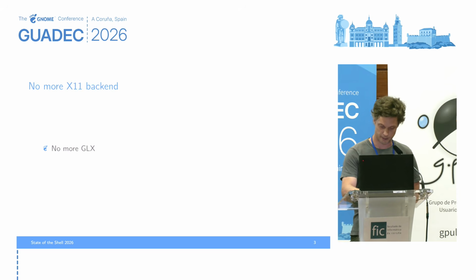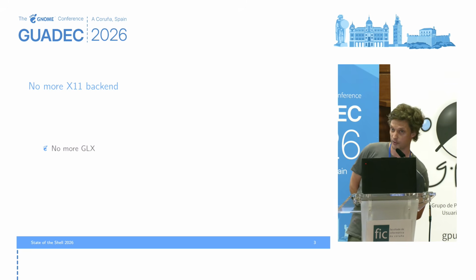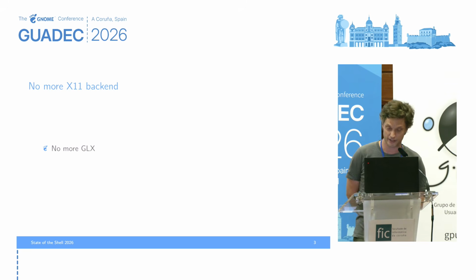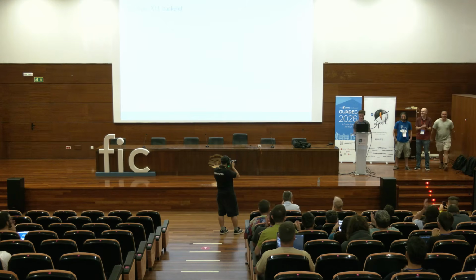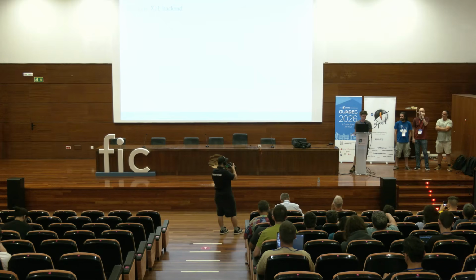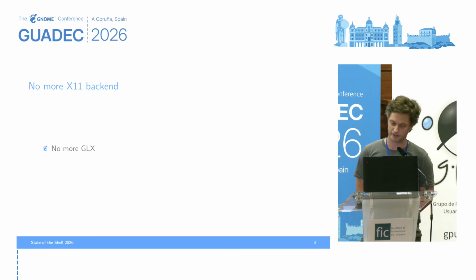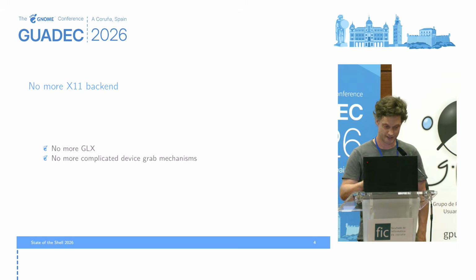Mutter, our compositor library. I think this is the biggest change that we have: no more X11 backend. It's mostly red lines in GitLab. In the Git diff is a lot of stuff that got removed. No more GLX, which is the rendering infrastructure, and everything related to X11.